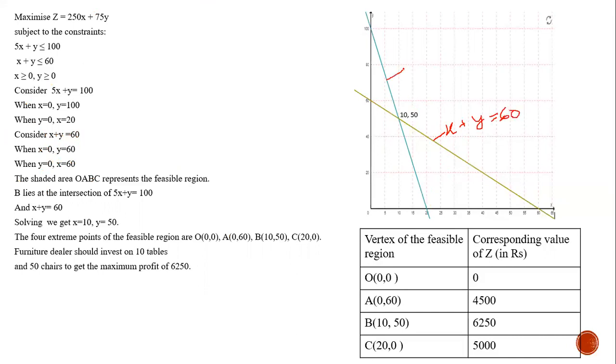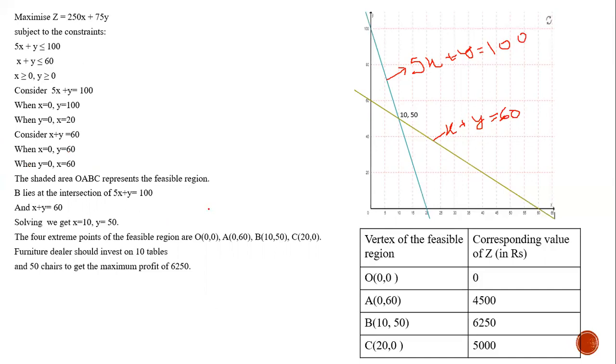And the blue line, whatever I have marked here, represents the investment constraint, that is 5x plus y less than or equal to 100. The constraint is less than or equal to, but we have converted it into equal to and taken the coordinate points.